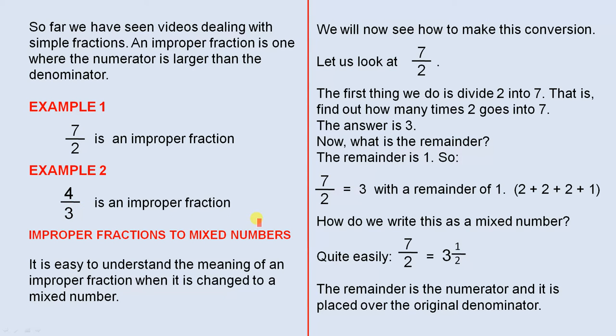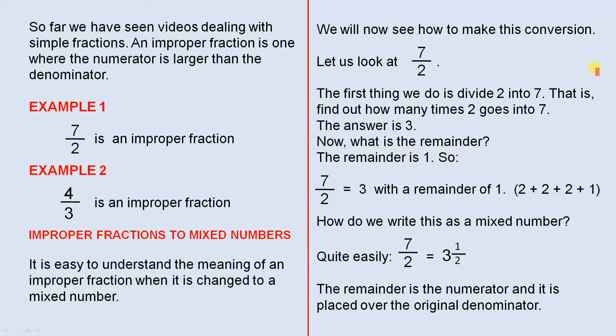Changing improper fractions to mixed numbers. It is easy to understand the meaning of an improper fraction when it is changed to a mixed number. We will now see how to make this conversion. Let us look at 7 over 2. That is, 7 divided by 2.